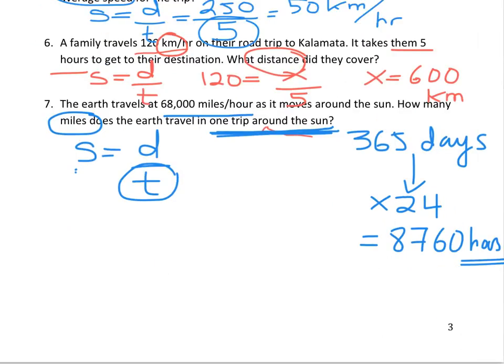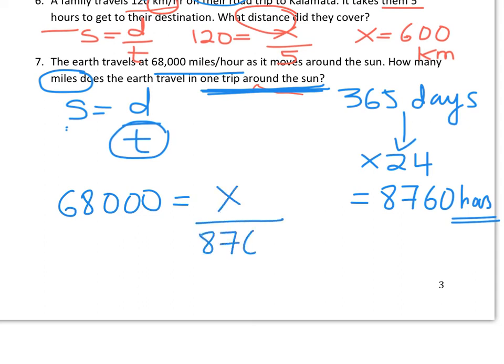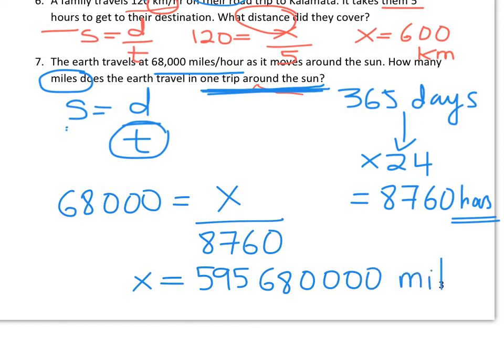So now that we have that, we can go ahead and say 68,000 is equal to x over the time, which is 8,760. And in this case, x is equal to some really long number here. So it's 595,680,000 miles.